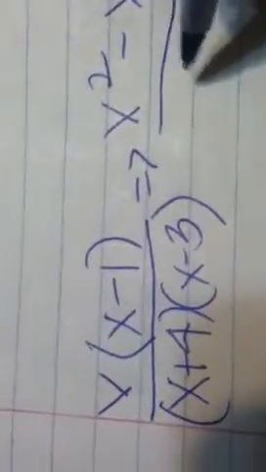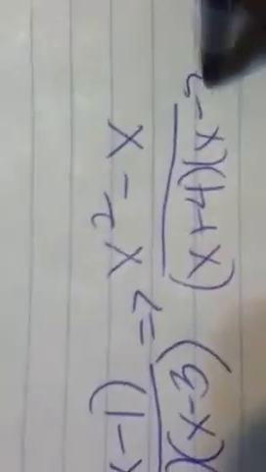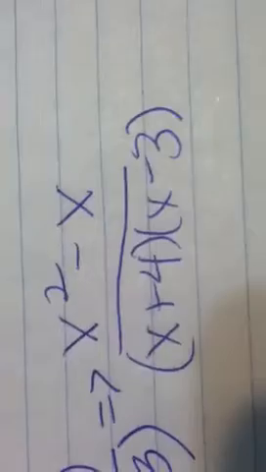Okay, Gabrielle, so we have the problem x times x minus 1 all over x plus 4 times x minus 3. Just wanted to make sure that was the correct problem. So if we multiply out the top, you're going to get x squared minus x all over x plus 4 times x minus 3.